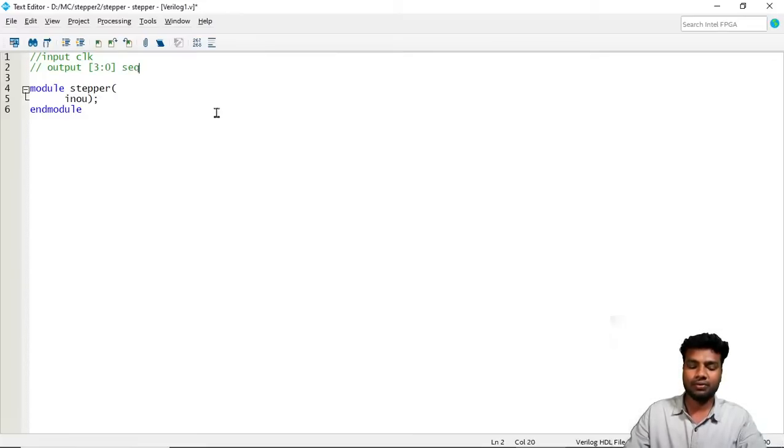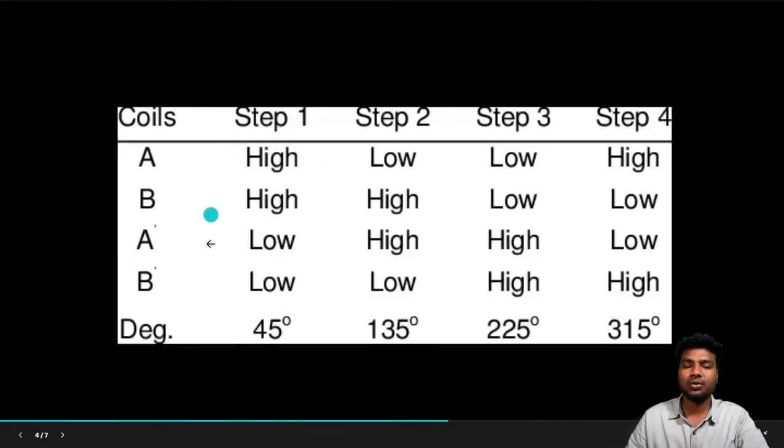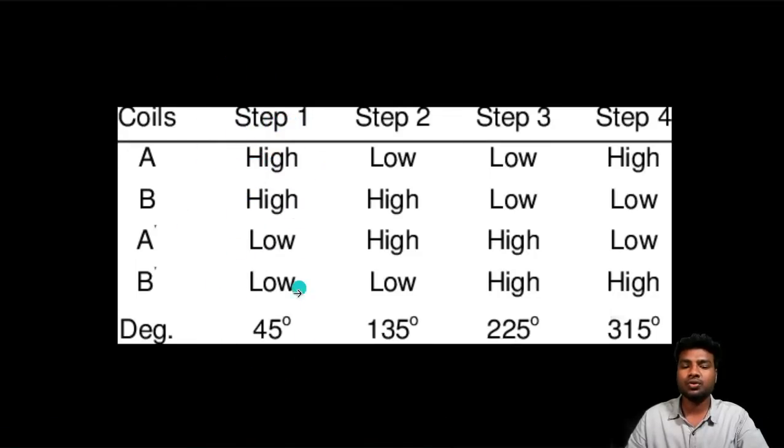It will look like a 4 bit binary sequence out. It looks like this. You can see here, for step 1 we have to give this binary: 1 1 0 0, where high means 1 and low means 0. Then 0 1 1 0, then 0 0 1 1, and then 1 0 0 1. We have to give these binaries for each winding, and each winding means each coil.